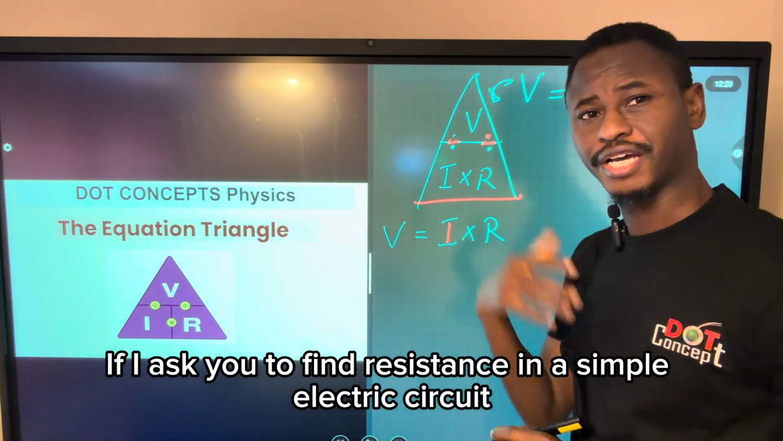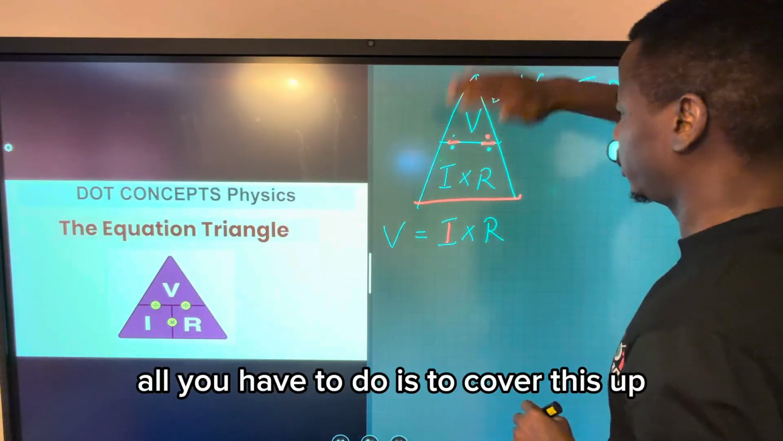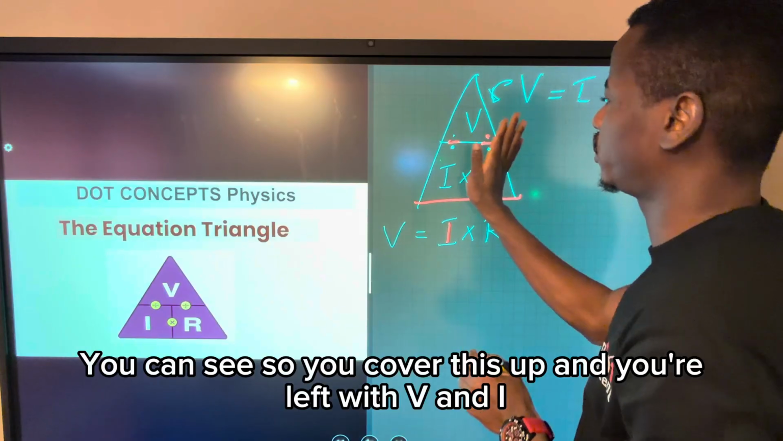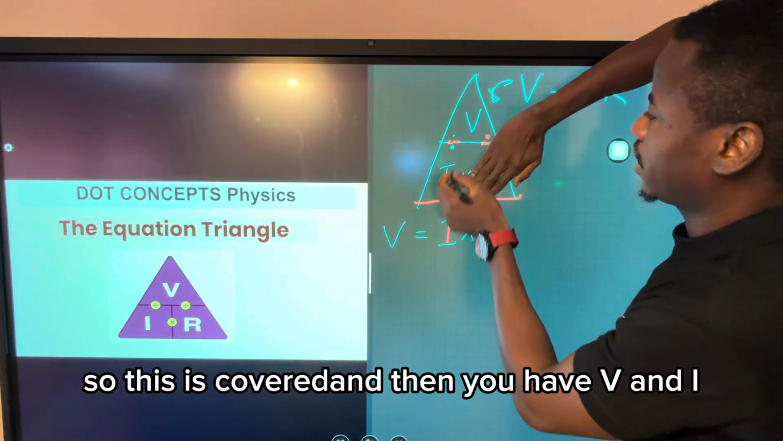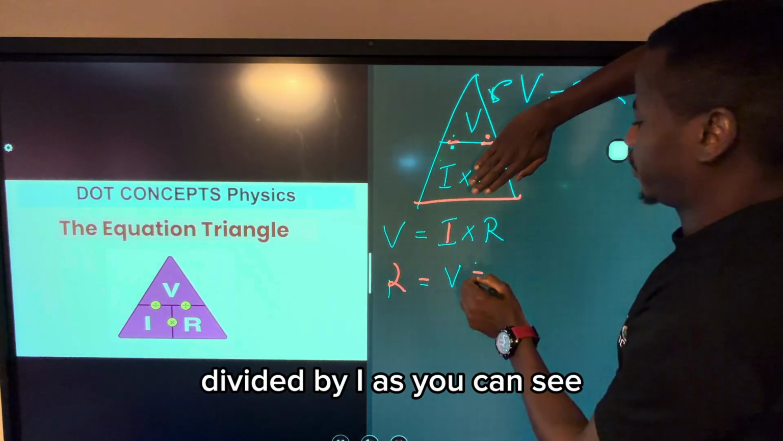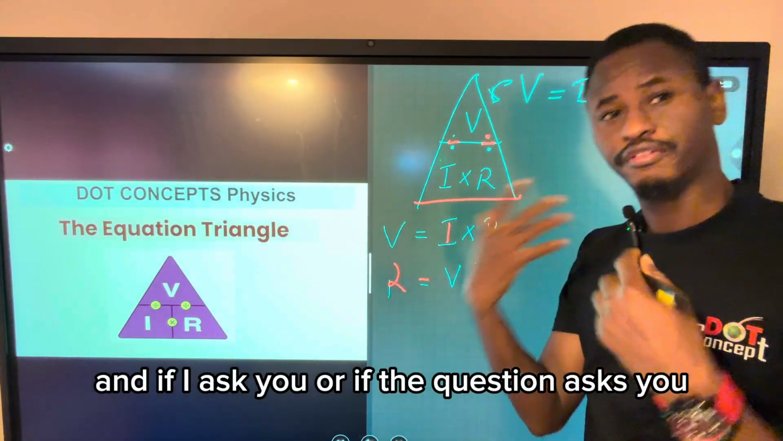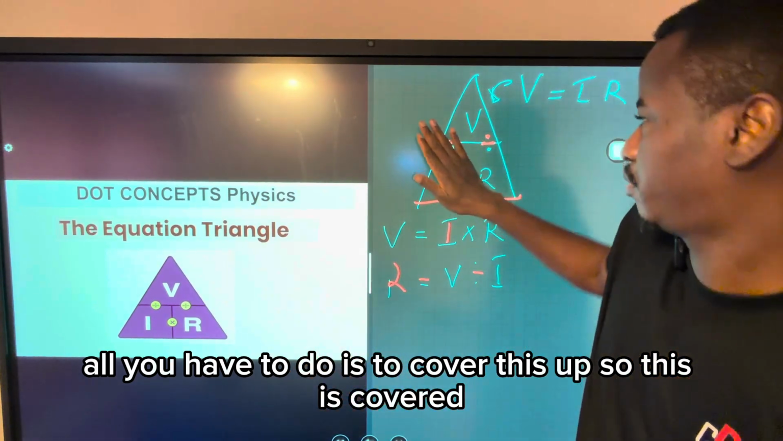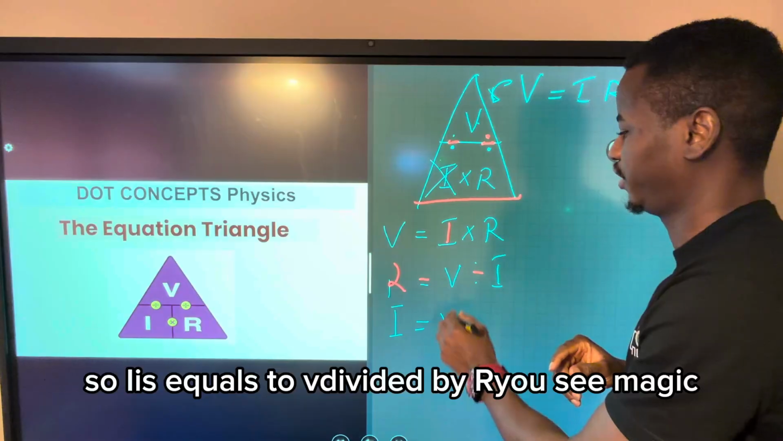If I ask you to find resistance in a simple electric circuit, all you have to do is to cover up R. You cover this up and you're left with V and I, with the division sign. So R is equal to V divided by I, as you can see. And if the question asks you to find the current flowing in the circuit, all you have to do is to cover up I. Then you're left with V and R. So I is equal to V divided by R.